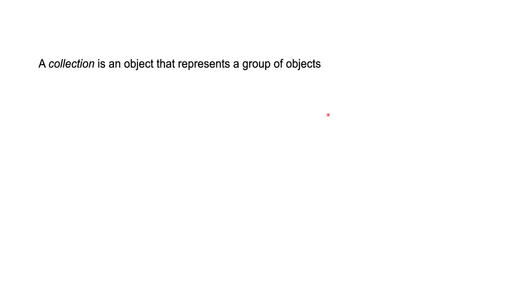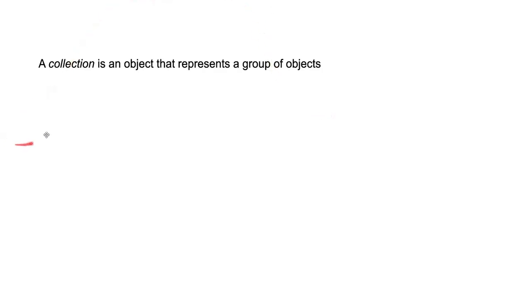Collection is an object that represents a group of objects. Basically, that is the simple definition. You can say that collection is an object that represents a group of objects. To understand the statement, first we will have to understand what are the disadvantages of arrays. To overcome those drawbacks, we have this collections concept.